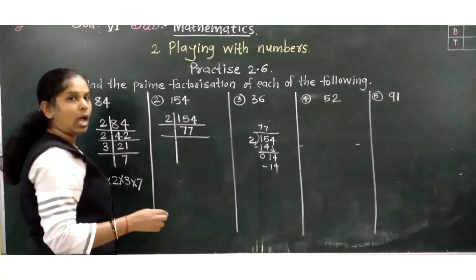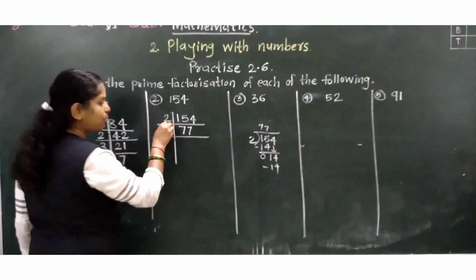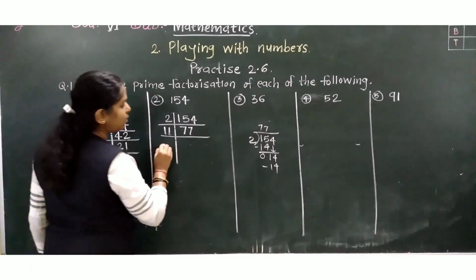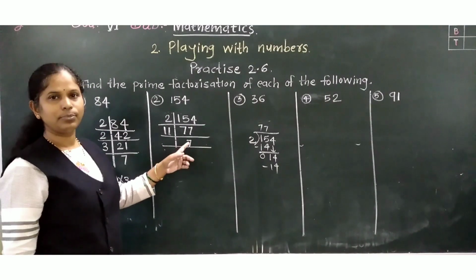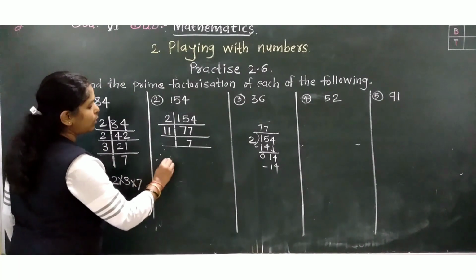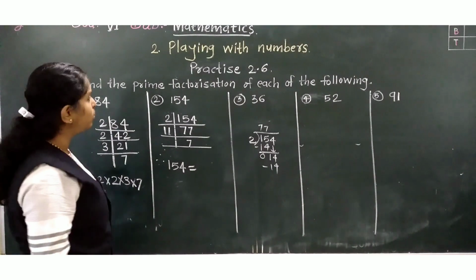Now again, 77 comes in which prime number's table? 11. 11 sevens are 77. Now should I stop here? Yes, because we got a prime number. Therefore, what are the prime factors of 154?